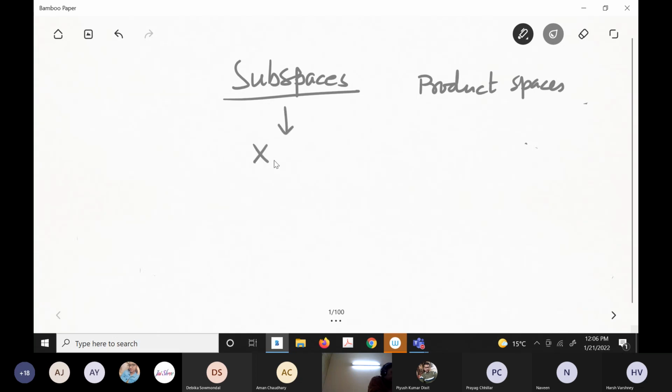If you have (X, tau) and Y is a non-empty subset of X, then (Y, tau_Y) is called the relative space or subspace. This topology is called the relative topology, subspace topology, or topology induced by tau. Tau_Y was this.